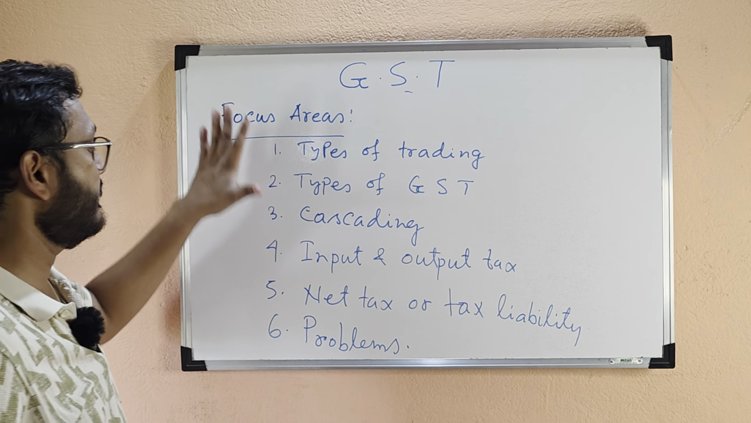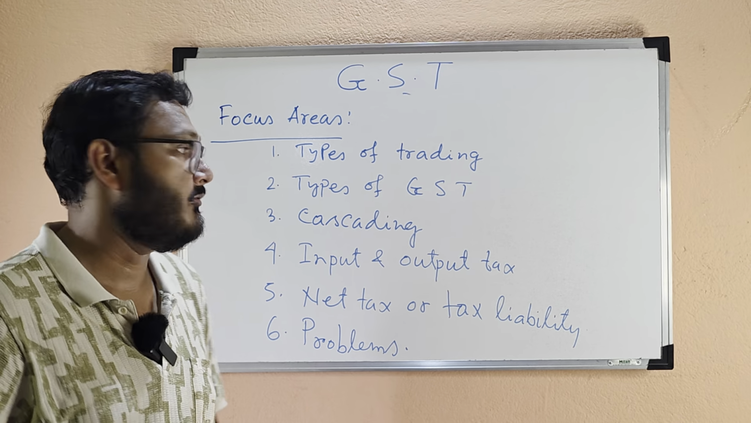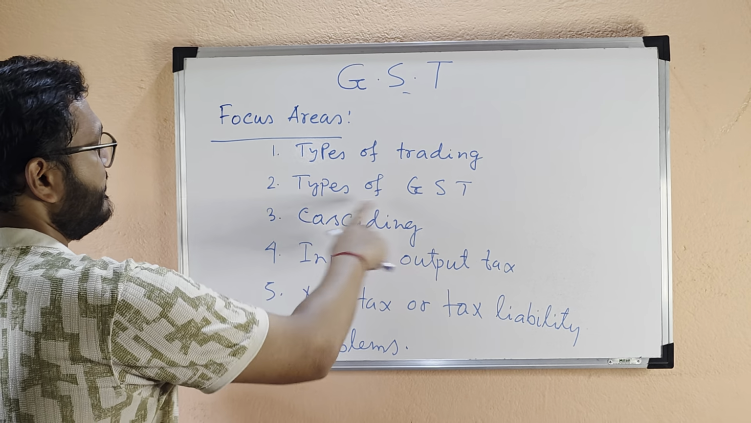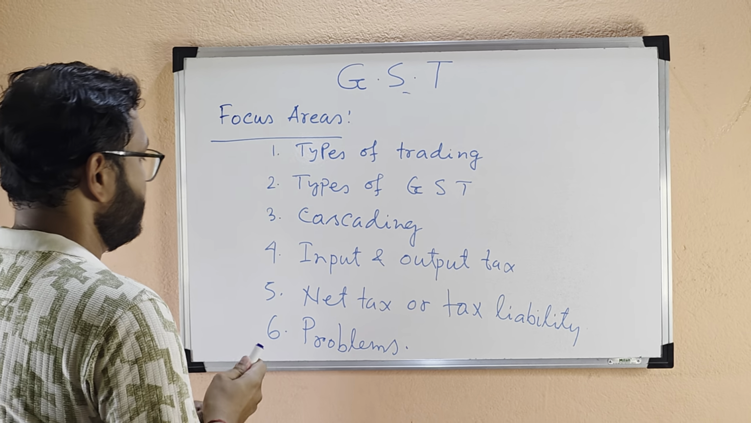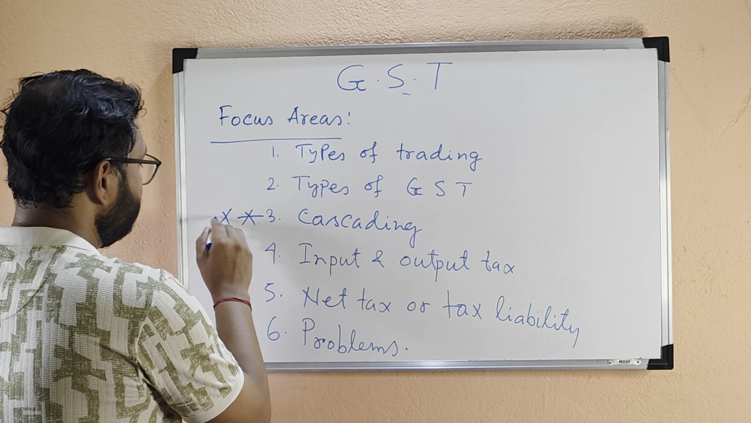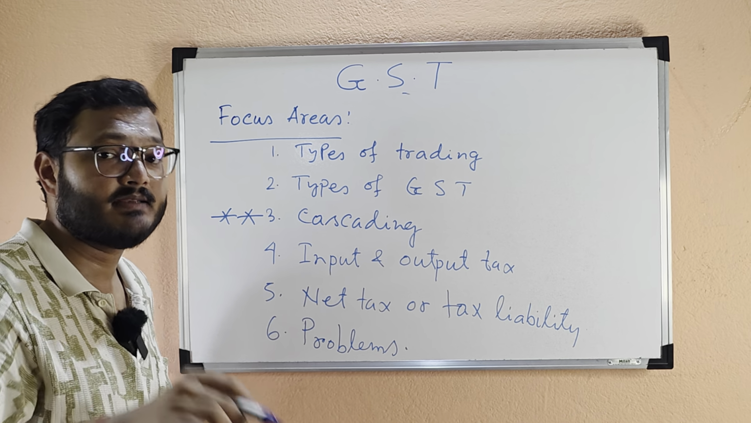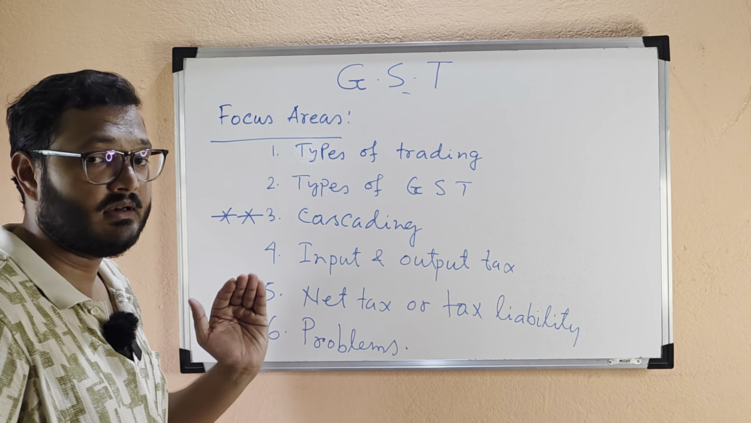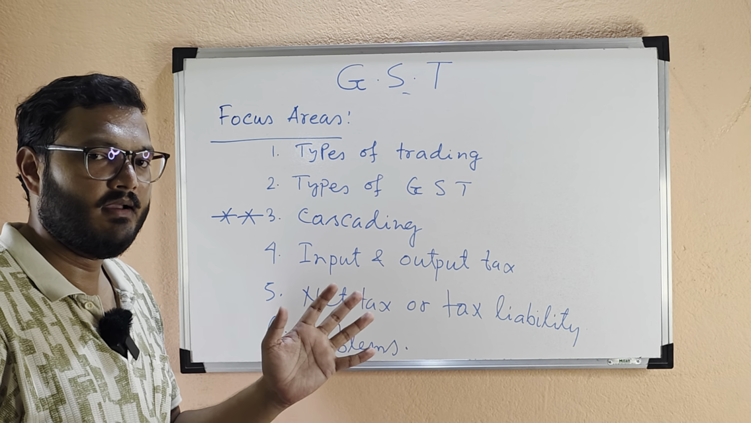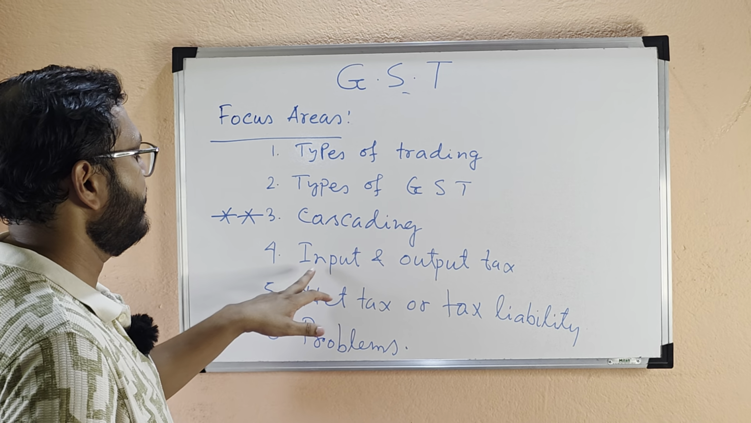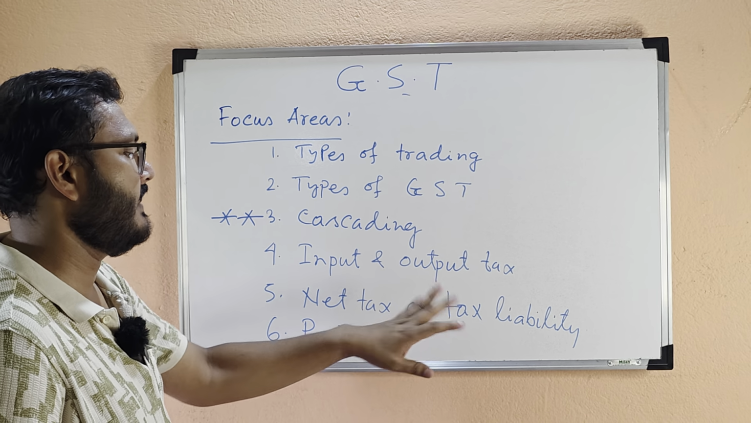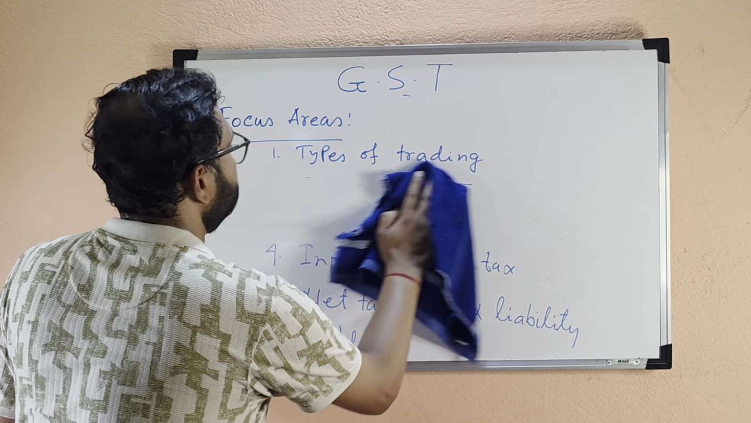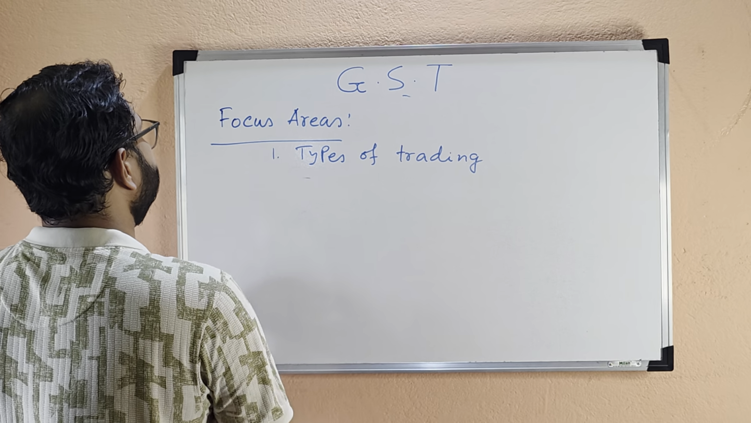Okay, so these things we have to know one by one. First, we will know about the types of trading, then types of GST, then cascading. This is very much important to know why GST is imposed in this taxation system. What is the benefit of GST? If you understand this cascading, all the sums and whatever may be about the GST will be clear to you. Then input and output tax, net tax or tax liability, and the related problems we will solve. So first, let's jump to the types of trading.